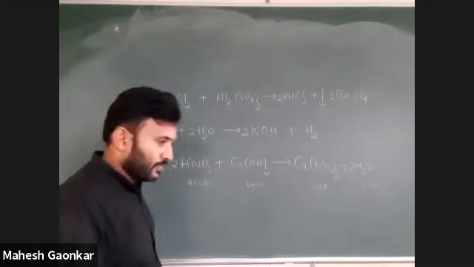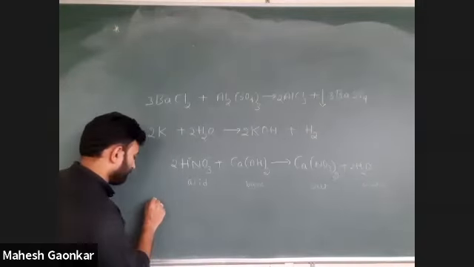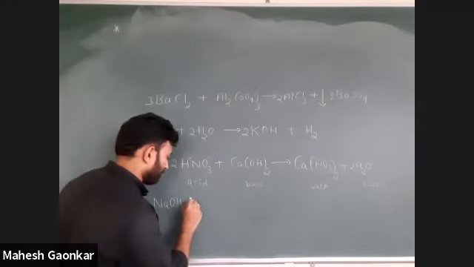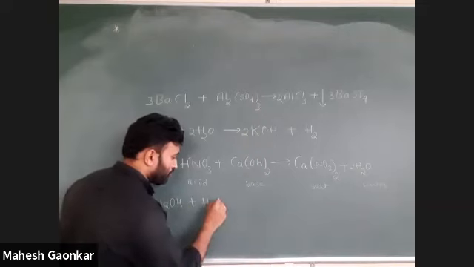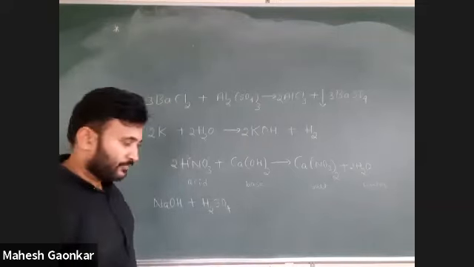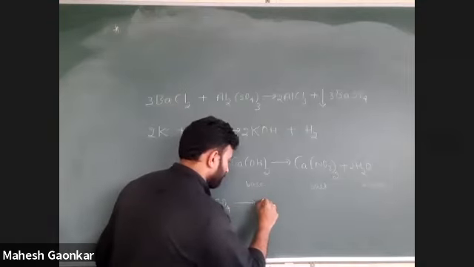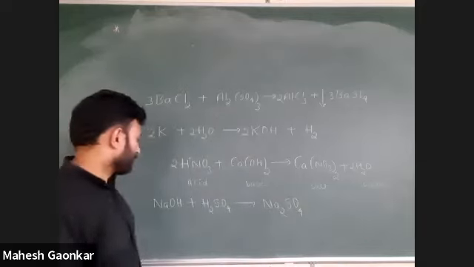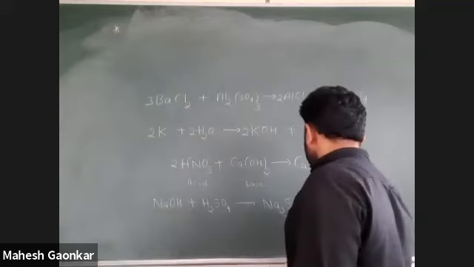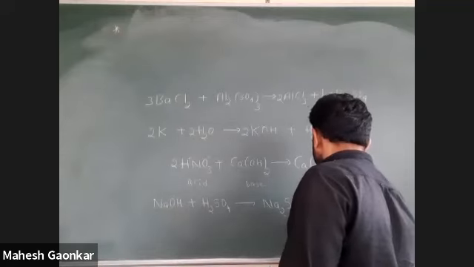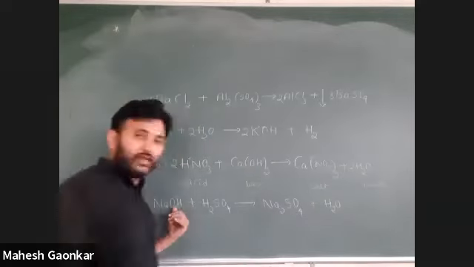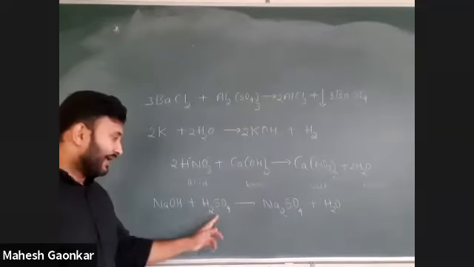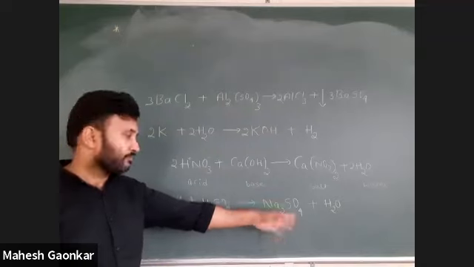NaOH plus H2SO4 gives Na2SO4 plus H2O. This is also like NaOH plus H2SO4 gives Na2SO4 plus H2O. Base plus acid gives salt plus water.